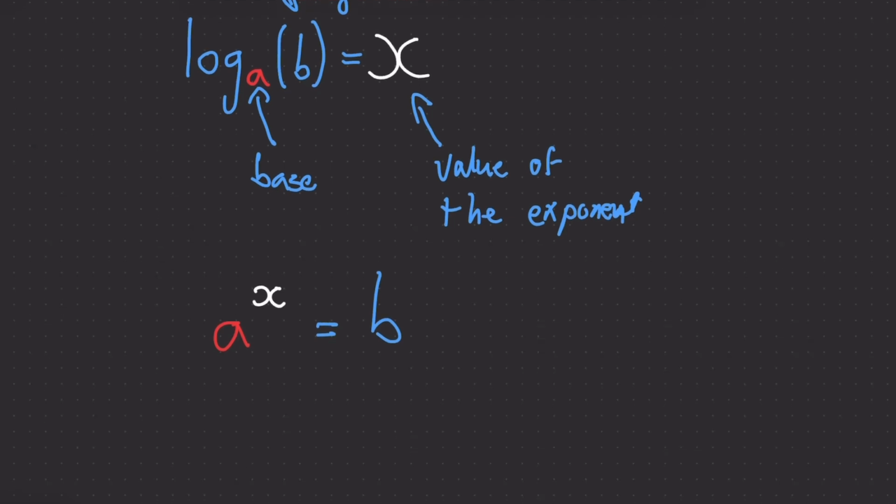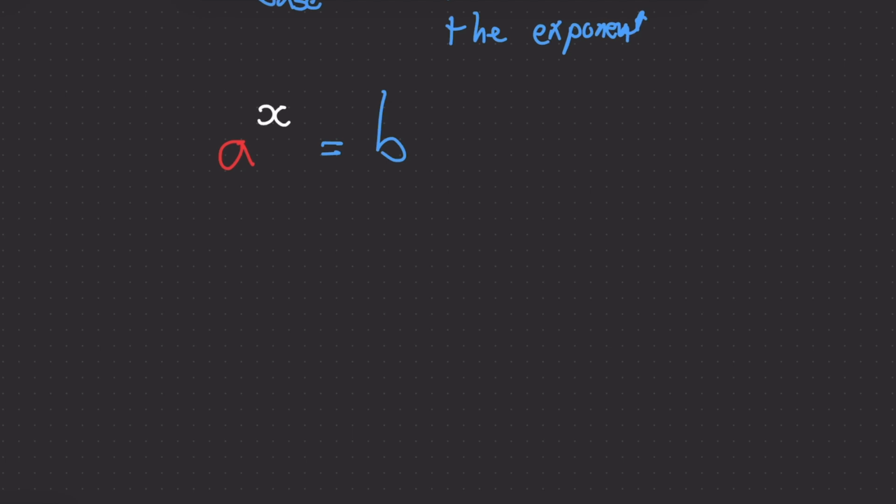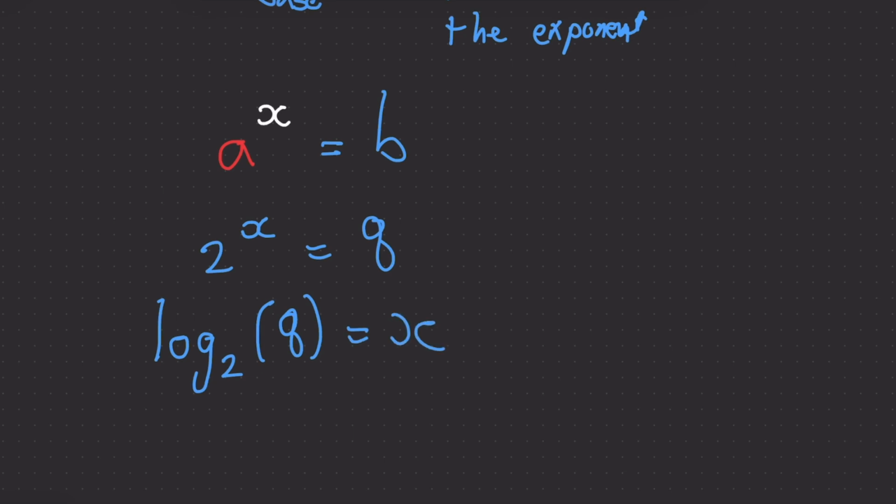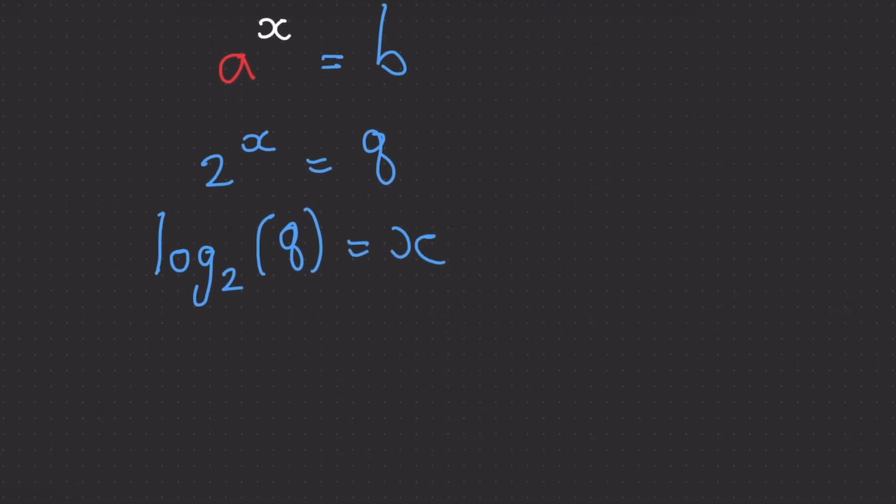2 to the power of x is equal to 8. To write this in log form, we write it like this: log base 2 of 8 is equal to x. So what we're essentially doing here is asking, 2 to the power of what is equal to 8. So 2 to the power of x is equal to 8, and what we're trying to find here is the value of x.